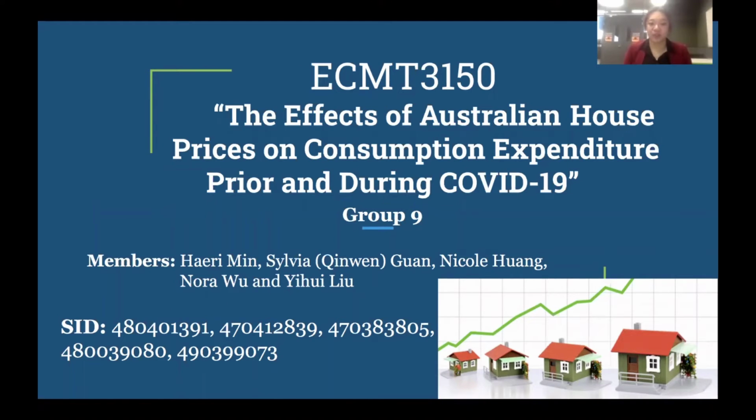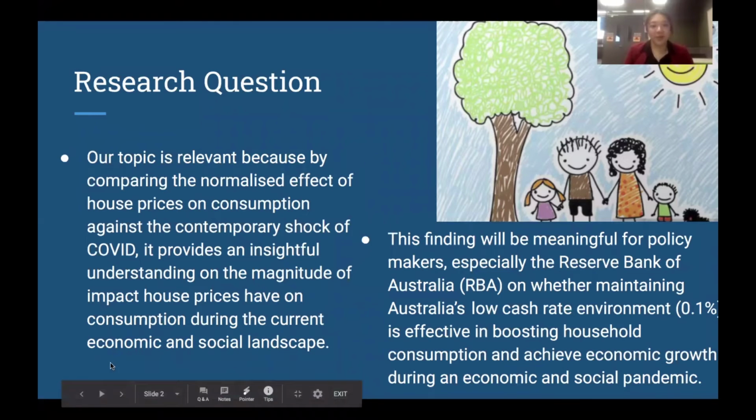The topic of research we propose is on the effect of Australian house prices on consumption expenditure prior and during COVID-19. We believe this topic is relevant because by comparing the normalized effect of house prices on consumption against the contemporary shock of COVID, it provides an insightful understanding on the magnitude of impact house prices have on consumption during the current economic and social landscape. This finding will be meaningful for policymakers, especially for the Reserve Bank of Australia, on whether maintaining Australia's low cash rate environment at 0.1% is effective in boosting household consumption and achieving economic growth.